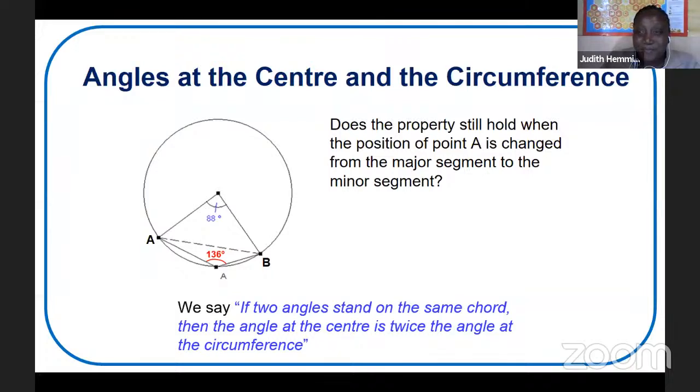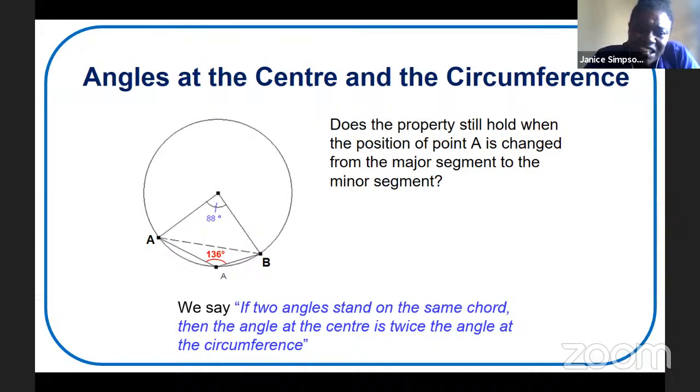Facebook is saying, yes, I think it will still hold. All right. Let us see. What is the size of the angle at the center now that is subtending the angle of 136 degrees at the circumference? What is the size of the angle at the center that is subtending the angle of 136 degrees? Let's look at it from that angle.